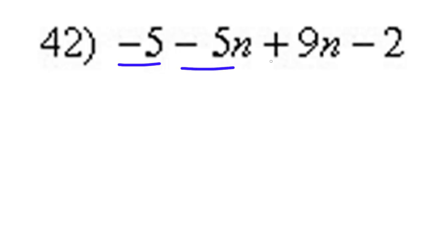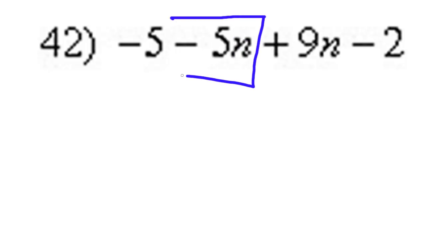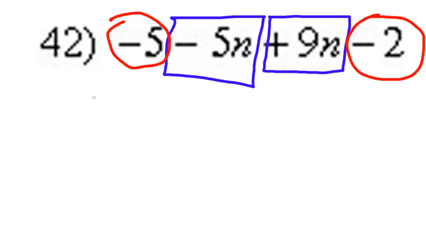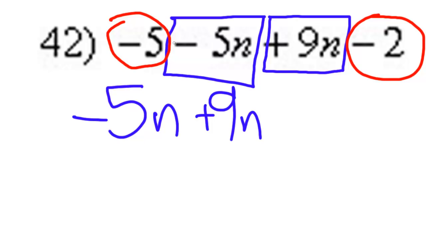We've got 1, 2, 3, 4, and I can see that we've got one variable twice. We've got this n, and just like before, I'm going to put a little square around this negative 5n and a square around the positive 9n. Let's identify this negative 5 and negative 2. So now what you have to do is rearrange these, and here I'm going to have negative 5n plus 9n, and let's also rearrange these constants, minus 5 minus 2.